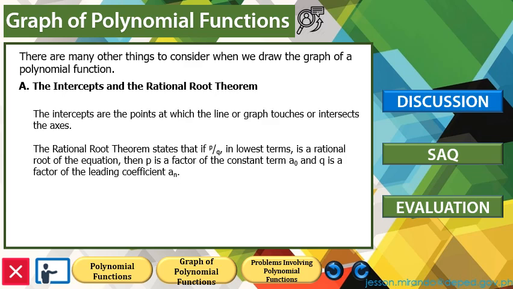The intercepts are the points at which the line or graph touches or intersects the axis. The rational root theorem states that if p divided by q, in lowest terms, is a rational root of the equation, then p is a factor of the constant term a sub 0 and q is a factor of the leading coefficient a sub n.